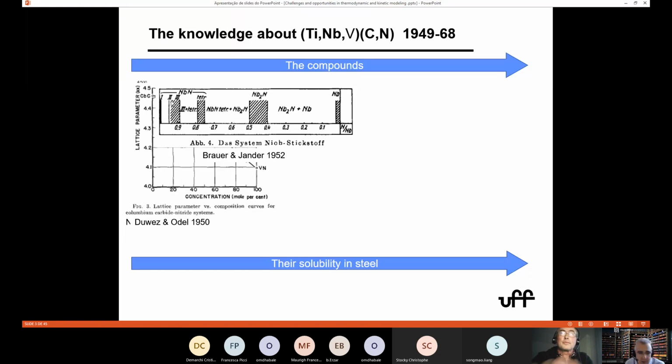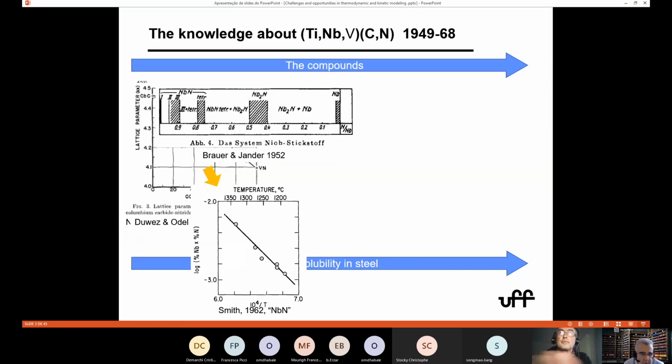And then back in 1962, the first work on solubility came by Smith. And he just looked at the solubility product of niobium nitride in steel, and he got some real nice results. And I think he was very happy, and he was a pioneer there.